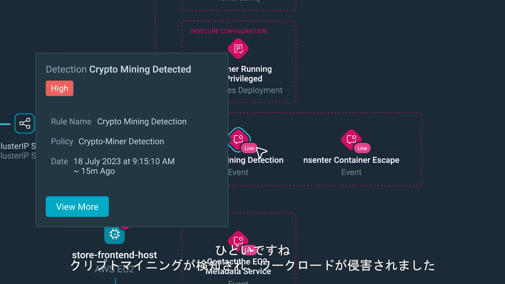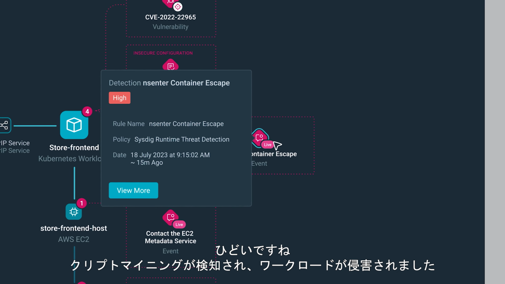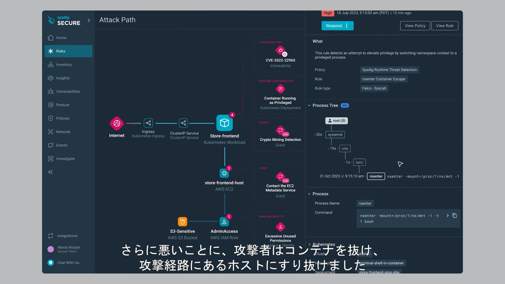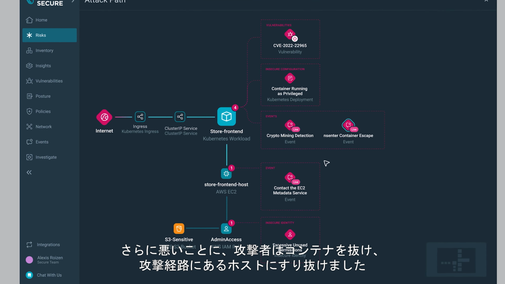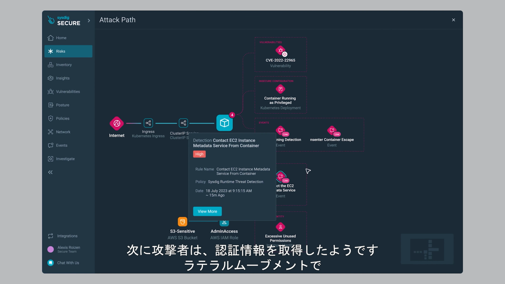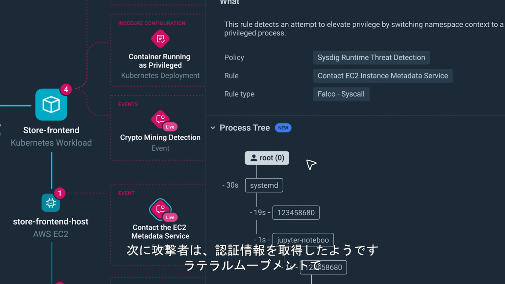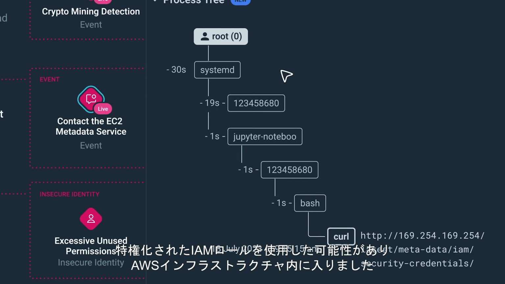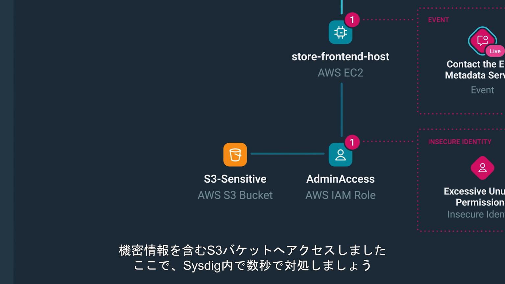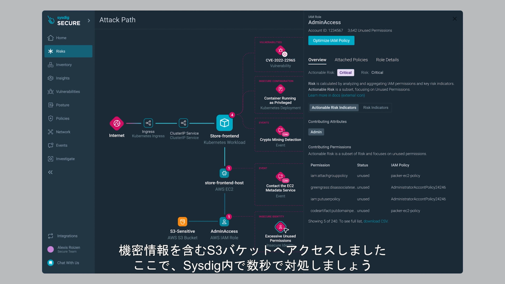This looks bad. A crypto mining operation was detected. The workload has been compromised, and it's even worse. The attacker escaped the container to the underlying host, which Attack Path places for us as the next link in the chain. Looks like the attackers gathered credentials to move laterally in our AWS infrastructure, potentially using an overly privileged IAM role with access to an S3 bucket with sensitive information.